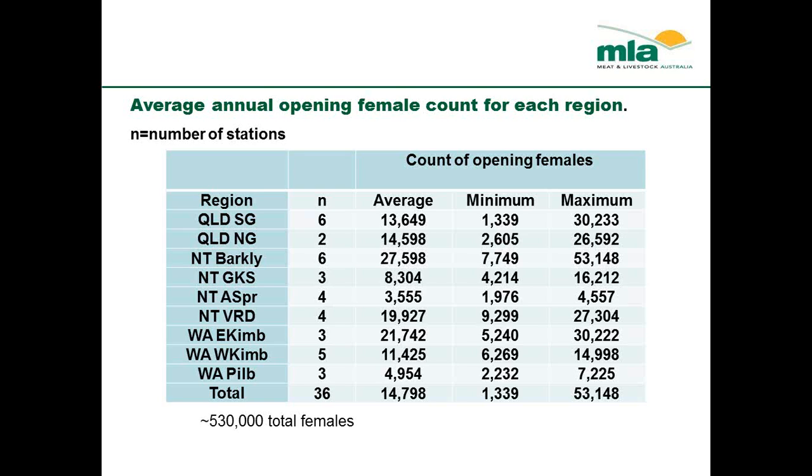The next slide that you're looking at is the average annual opening female count for each region. On that table, you'll see on the left-hand side the 9 regions. The next column is the number of properties in each region, totaling 36. And then the next column shows the average numbers of opening females in each of those regions. By opening females, I mean the total number of females that are branded at the start of the year. So you can see the total average was 14,798, and the range was from 1,300 or so to just over 53,000 females on average.